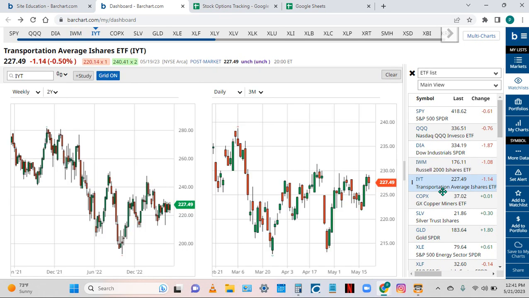And then finally, I'll just look quickly at the transports. Those actually look a little bit stronger than the Russell. We did have a double bottom between March and April. From that area, prices moved up. And this week we had again a decent week, and we'll see if prices can continue higher over, let's say, 230.